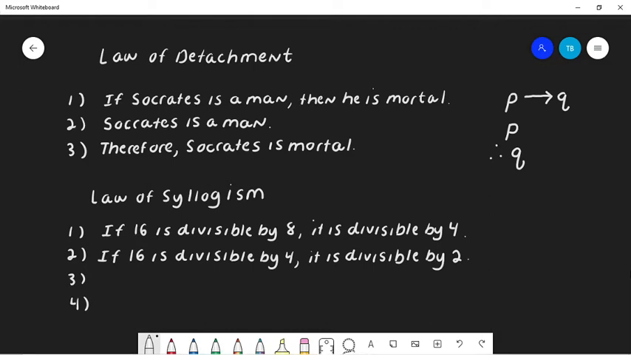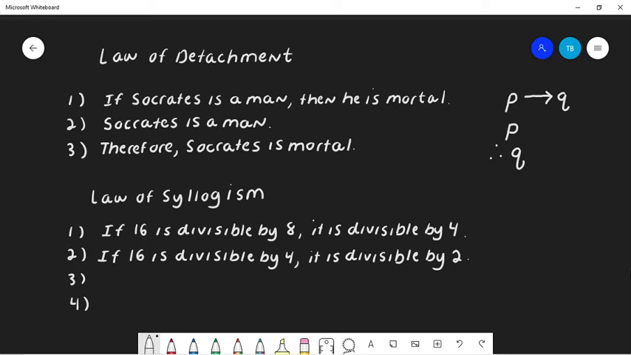So we say, if Socrates is a man, then he is mortal. Socrates is a man, therefore he is mortal. All right, so that's the law of detachment. Now we'll take a look at an example using the law of syllogism, which again is very similar to the law of detachment. Only difference is that here we have two conditionals that are connected.